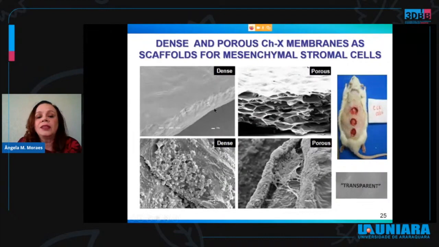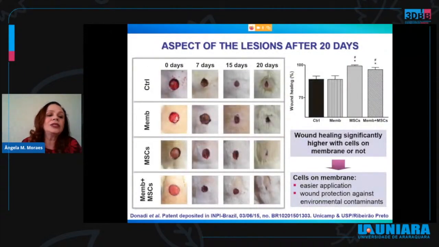We tested with the dense formulations, because the dense formulations were very transparent. This is a membrane on top of the word transparent, just to give you an idea. And this would allow us to observe what would happen to the animal, to the wound, without the need of removing the dressing. So it was quite interesting. We did 4 types of experiments. We had a control experiment in which the lesions were only treated with saline. We had another one in which the lesions were treated with the membrane. We can see here the membrane, and you can observe that the lesion is very clear. We do not need to remove the membrane to observe what's going below it.